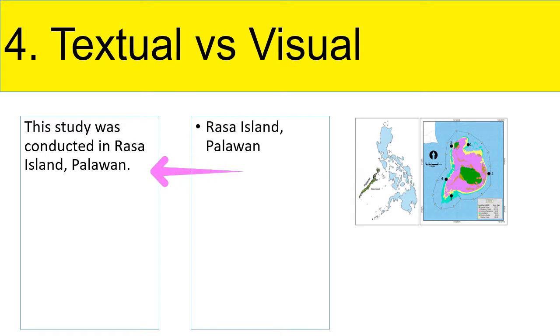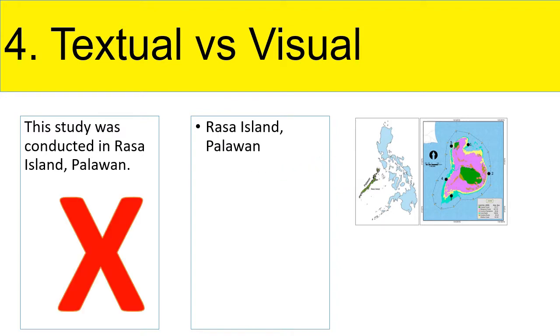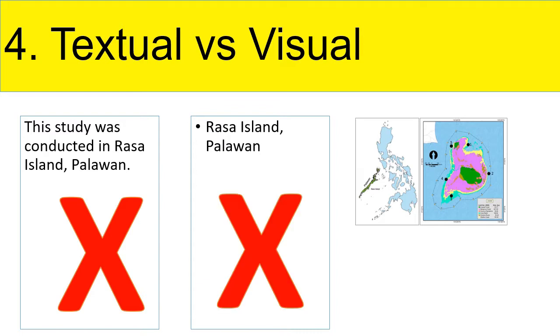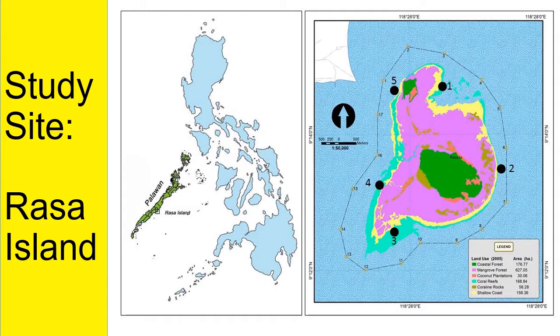So for this case, I would suggest that the presentation should be more visual by presenting a map like this, and the rest could be orally delivered. So X for a statement, also X for a bullet point, and a check for this. Alternatively, a combination of visual and bullet points could be a good option. So here, the presenter could just say that the study was conducted in Rasa Island, Palawan.